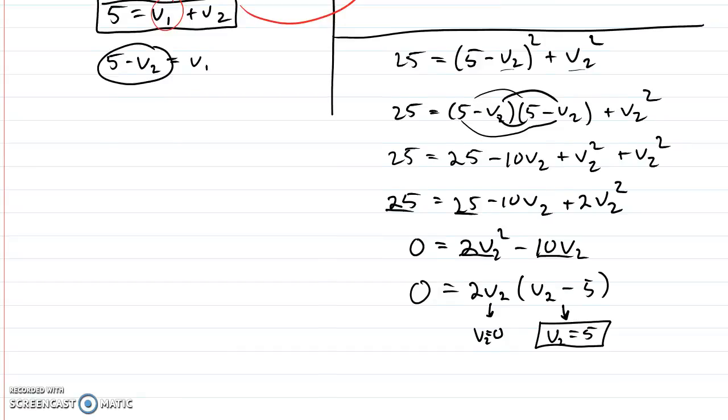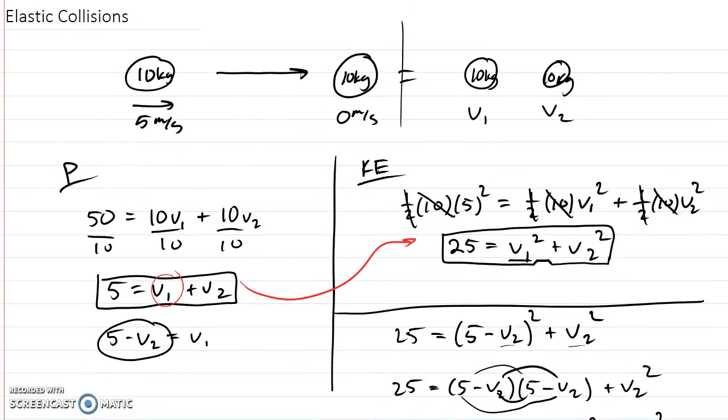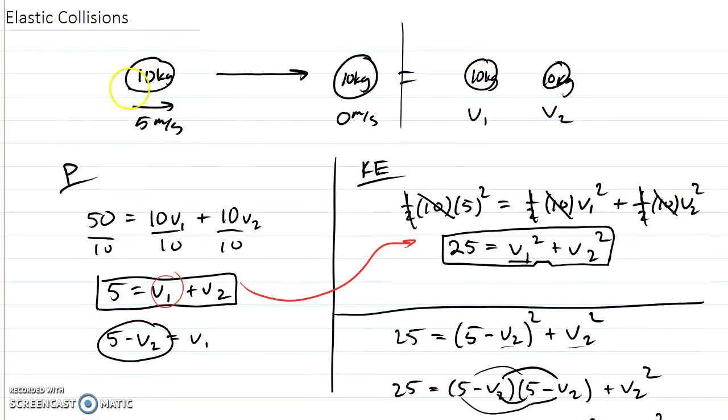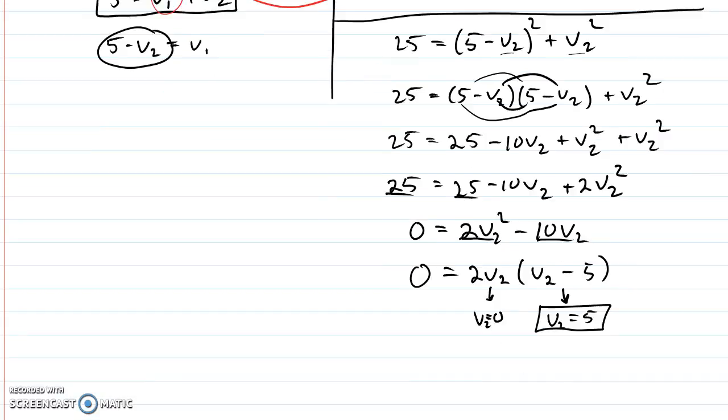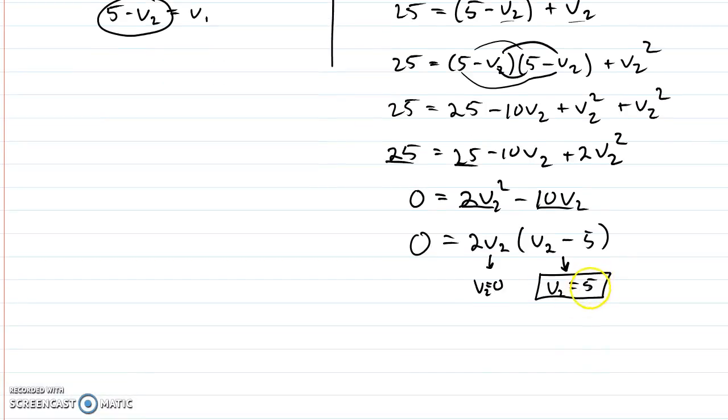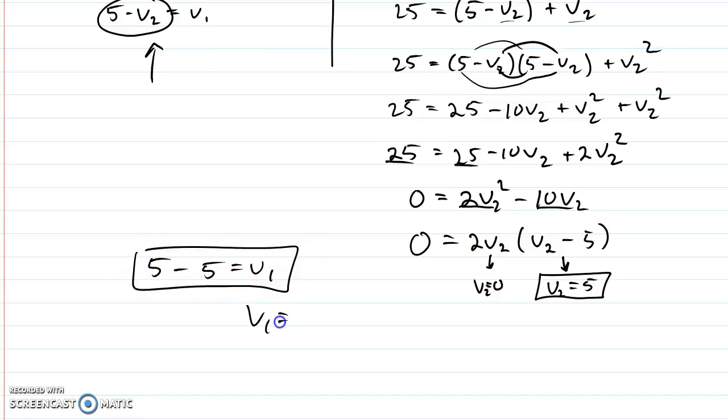Alright. So now if you think about this, what this means is that the original object hit our stationary object and transferred all of its momentum, all of its velocity kind of, to the second object. So if v2 is 5, we can go back to our equation up here. 5 minus 5 equals v1. So v1 is going at 0 meters per second.